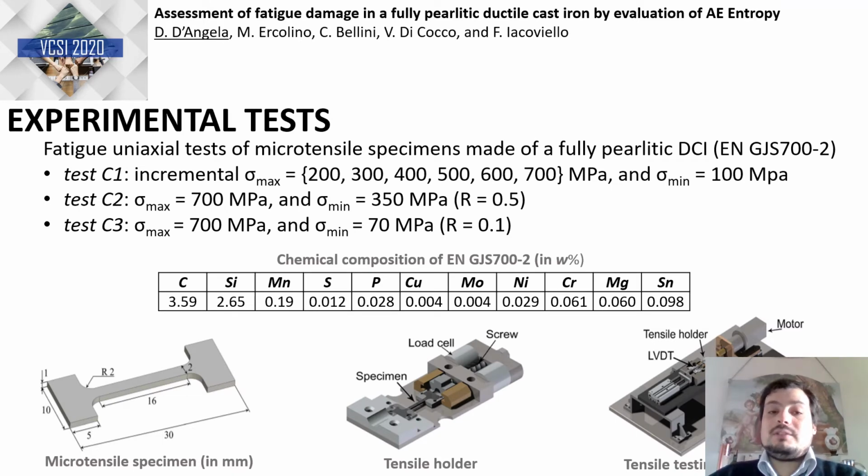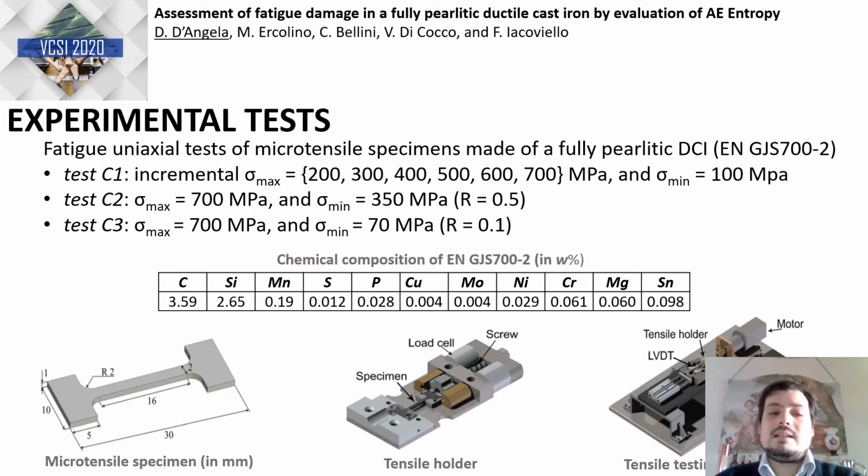Uniaxial tests on microtensile specimens made of a fully pearlitic ductile cast iron EN GJS 702 are performed. Three tests are carried out. Test C1 has incremental sigma max of 200, 300, 400, 500, 600, and 700 megapascal with a sigma mean equal to 200 megapascal. So we have a varying R ratio.